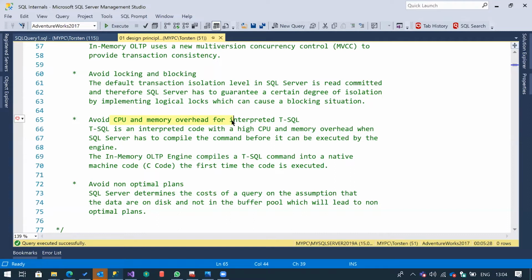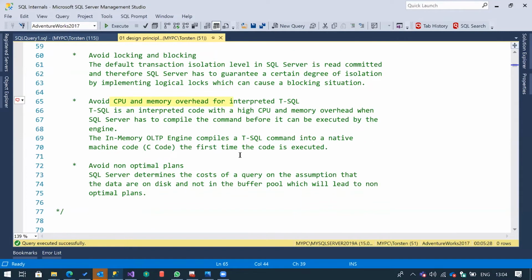Good. So in a natively compiled stored procedure, this is completely different. When you have in-memory OLTP tables, you have two ways to access data. And let me share this with you.